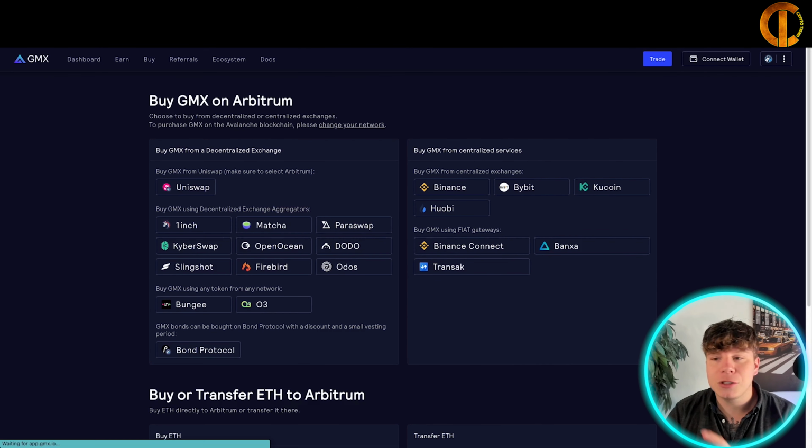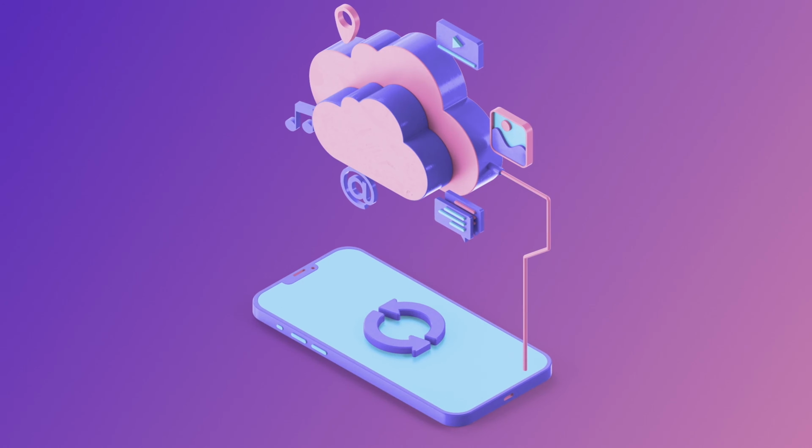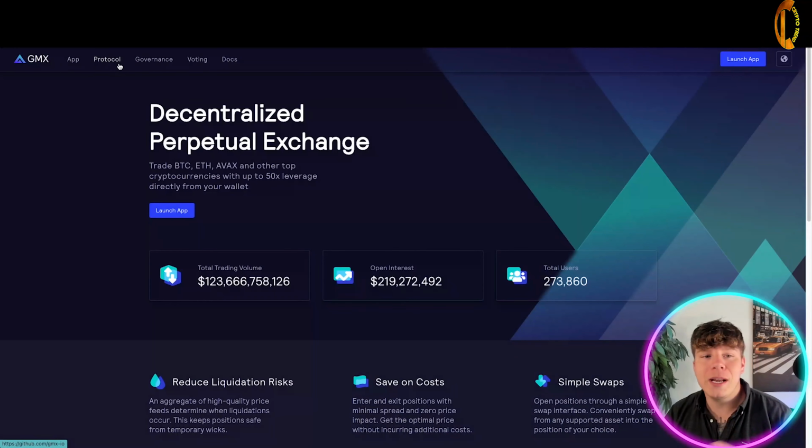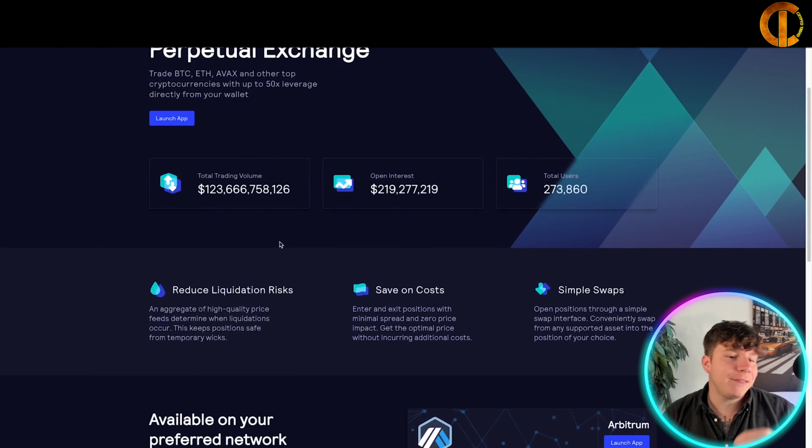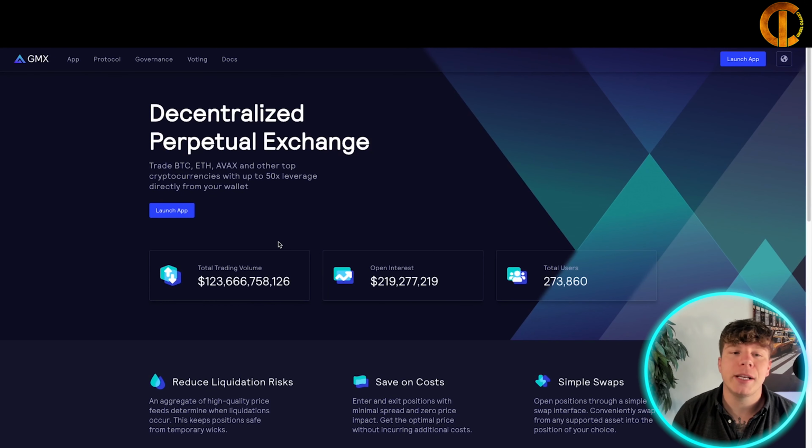GMX is where traders can come on and trade from their online wallet instantly. Go in here and have a look at what this is completely, but GMX is very, very useful for traders on the move, for traders that just want that easy life.